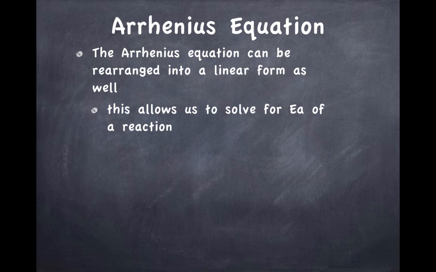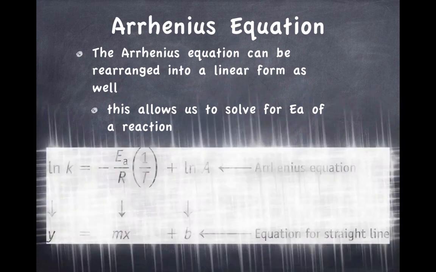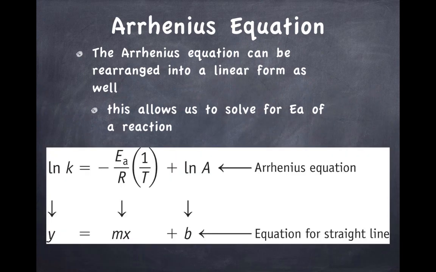So how do we arrange all of this into the Arrhenius equation? Well, the Arrhenius equation has a couple of different forms. We're going to look at both of those. Mainly what we want to do with that Arrhenius equation is to rearrange it into a linear form, because linear forms just tend to be a little bit easier to work with. And it will also allow us to solve for the activation energy of a reaction.